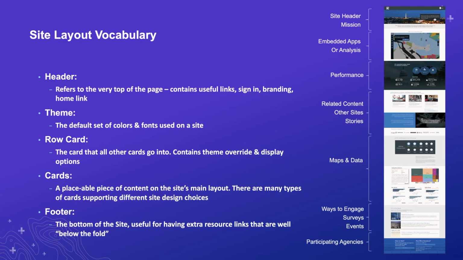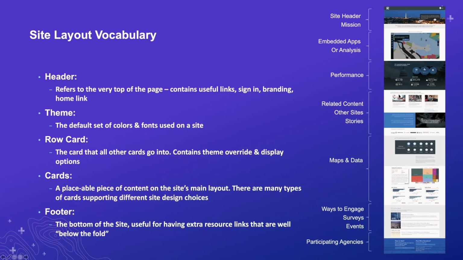And there's a lot of different sections to consider. The first is the header, which is the very top of the page. It contains the navigation system and the branding. The header and the theme are a good place to start to figure out how we're going to blend the site into some other web property or something like that.